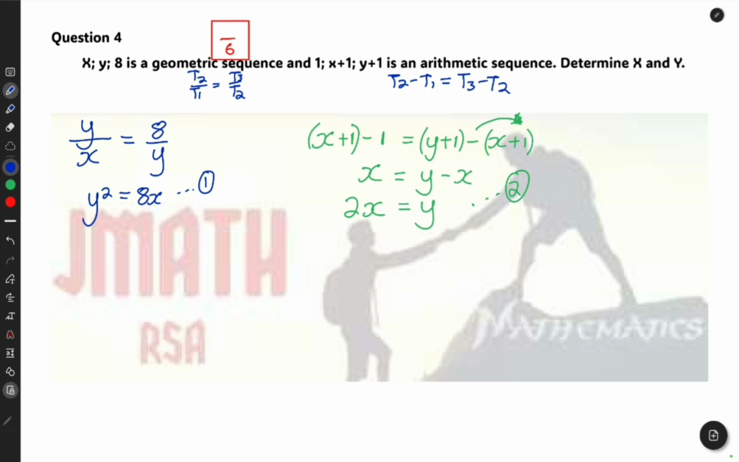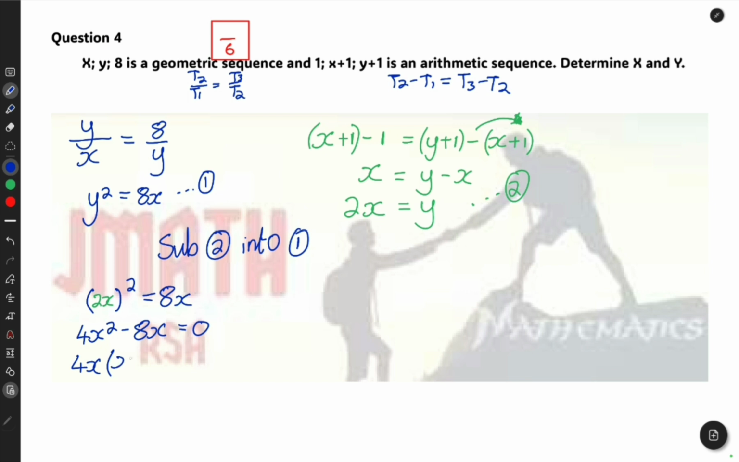Okay, simultaneous equations. Please tell your teacher what you are doing. I am going to say sub 2 into 1, sub 2 into 1. And that would give me (2x) squared equals 8x, since I figured out that y was actually equal to 2x. So just distribute the squared in: 2 squared is 4, so 4x squared minus 8x equals 0. I can take out a common factor: 4x(x minus 2) equals 0. So therefore x would equal 0, or x would equal 2.